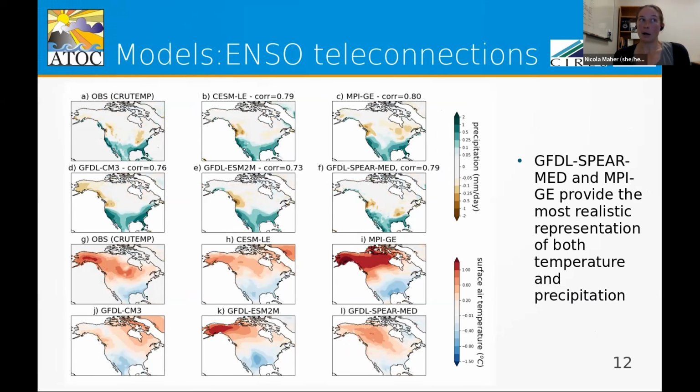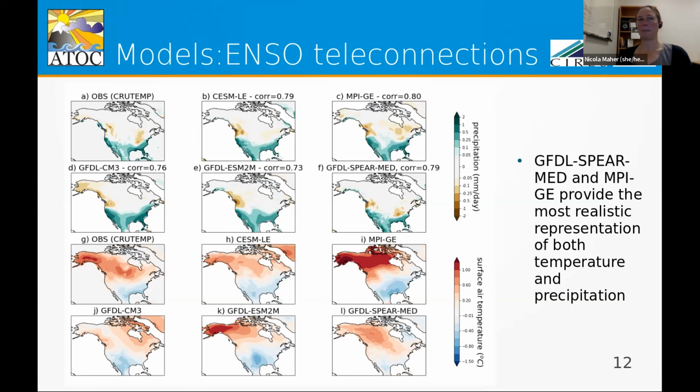You can see again, the correlations are pretty high, and that the CESM large ensemble, CESM1, this is, MPI and GFDL SPEAR-MED all do really well, but the other two do pretty well as well. And you can see if you look in the bottom panels for temperature that again, the broad scale patterns are well represented, but there are local differences.